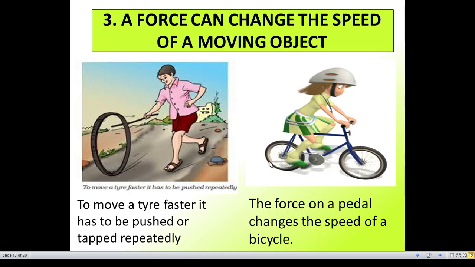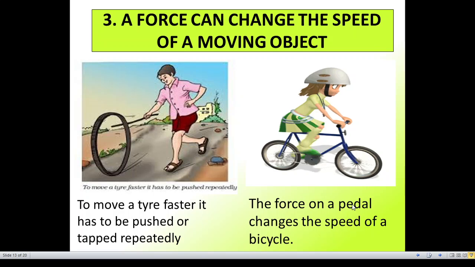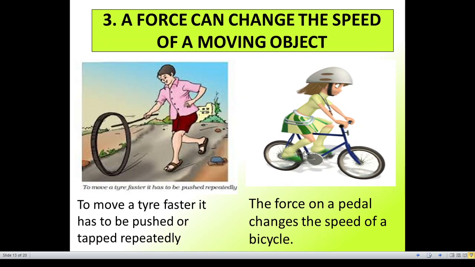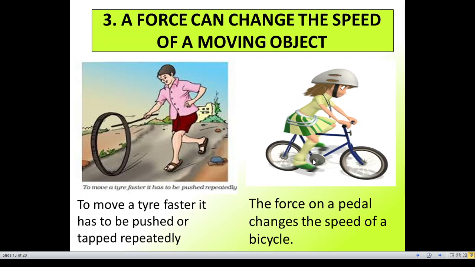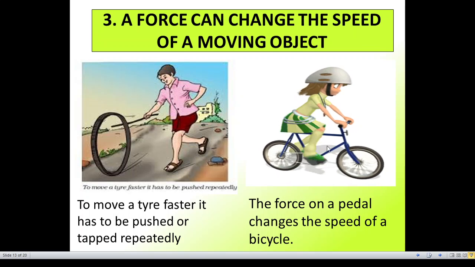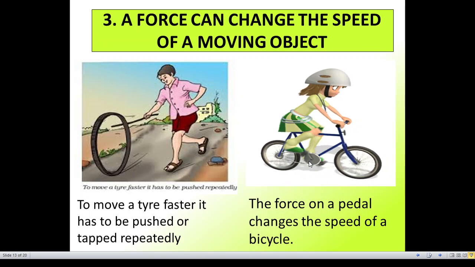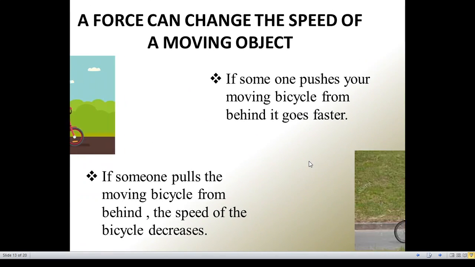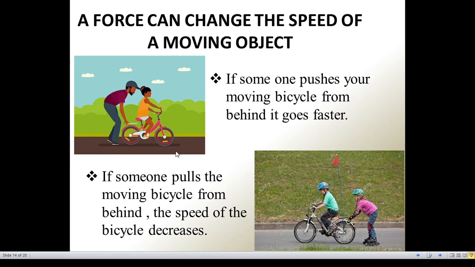Now you look at the second image. All of you know how to ride a bicycle. Here the force on a pedal changes the speed of a bicycle. So the speed of a bicycle is determined by how hard you apply a force on a pedal. If you apply a harder force on the pedal, naturally the bicycle will go fast. If we apply a smaller force on the pedal, it will go slower. If you see some more examples, you can understand even much better.